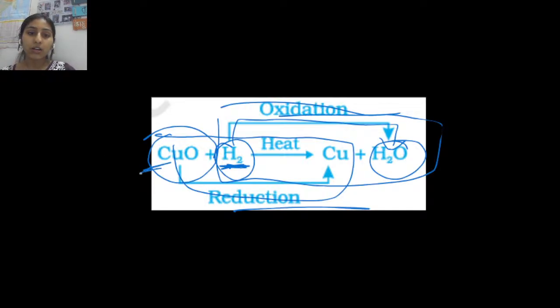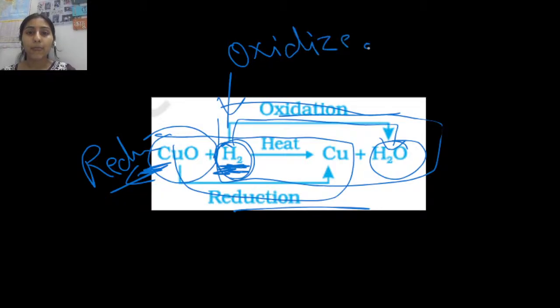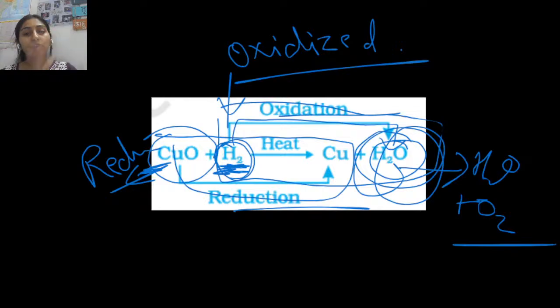So copper would be regarded as reduced because it is undergoing the removal of oxygen, but hydrogen would be regarded as oxidized because it is resulting in the addition of oxygen in the form of H2O. Oxygen is getting added in this particular reaction, so it would be regarded as oxidation and hydrogen would be regarded as oxidized.